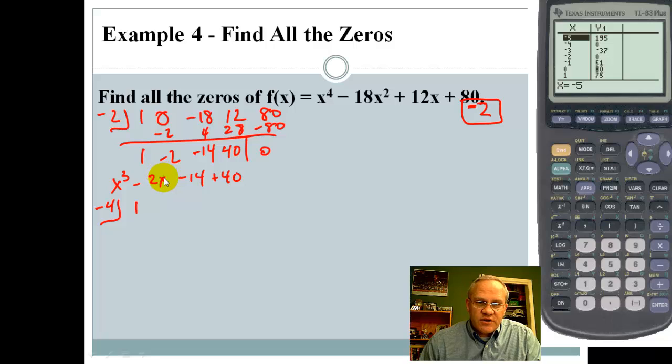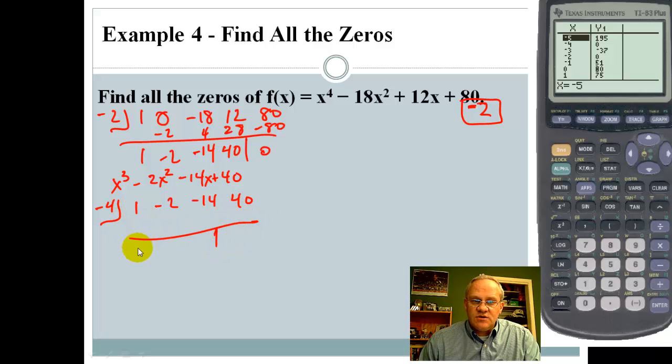Oops. I didn't even write this correctly here. X to the third, that's x squared, and this is x. Boy, that was bad. So this is going to be 1, negative 2, negative 14, and 40. And again, this should be 0 as our remainder. So 1 goes down here. 1 times negative 4. Add them, negative 6, 24, add those, 10, negative 40, and it is, that's good, yay.